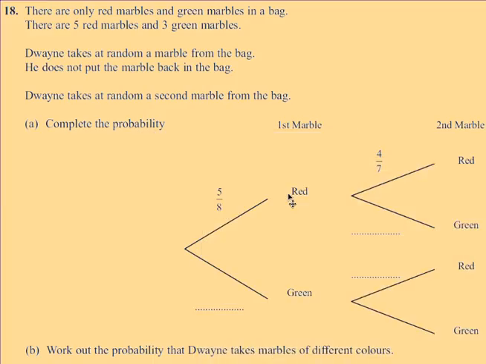Okay, question 18 now. We're going to look at a tree diagram. So we've got something to do here with probability, and we know that with tree diagrams the most important part of the question we have to understand is whether or not there is replacement involved, so whether things are put back. So we know that there are only red and green marbles, 5 red, 3 green. So that's what we expect to see in our probabilities down here, because 5 out of the 8 are red, and we know that 3 out of the 8 would be green.